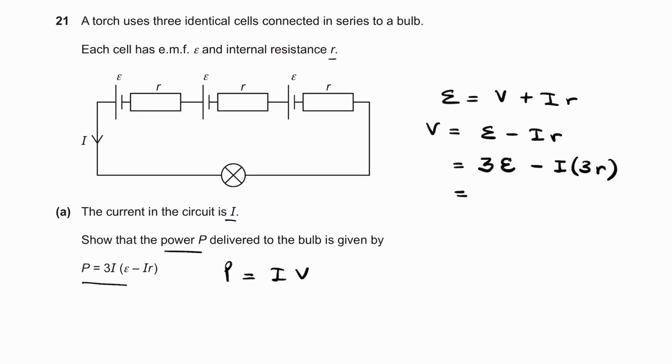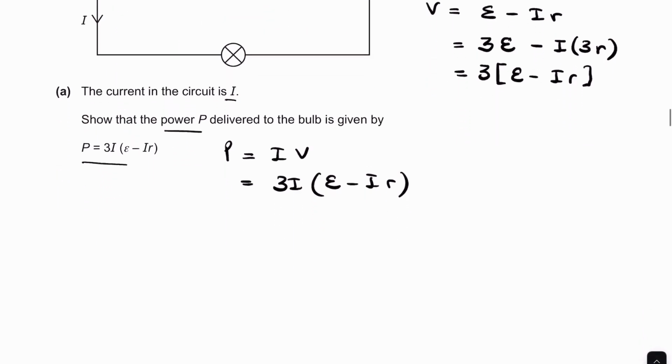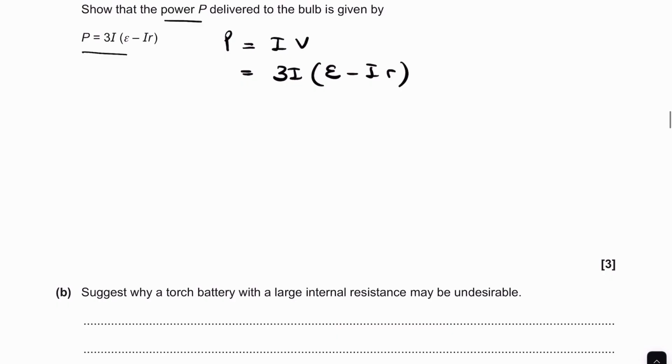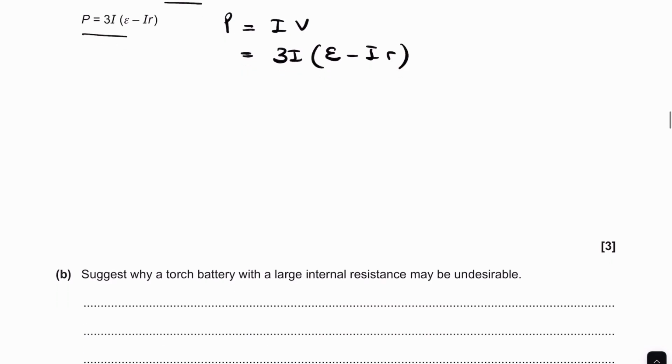In other words, I can just take a factor of 3 out, and I'm going to have something along these lines. And that can be then inputted into my equation here, where the current obviously is just as is, and the 3 comes out, and V is EMF minus I times R. That's easy peasy question 21A. Let's move on to part B. It seems a bit too easy for 3 marks, but I'll take it.